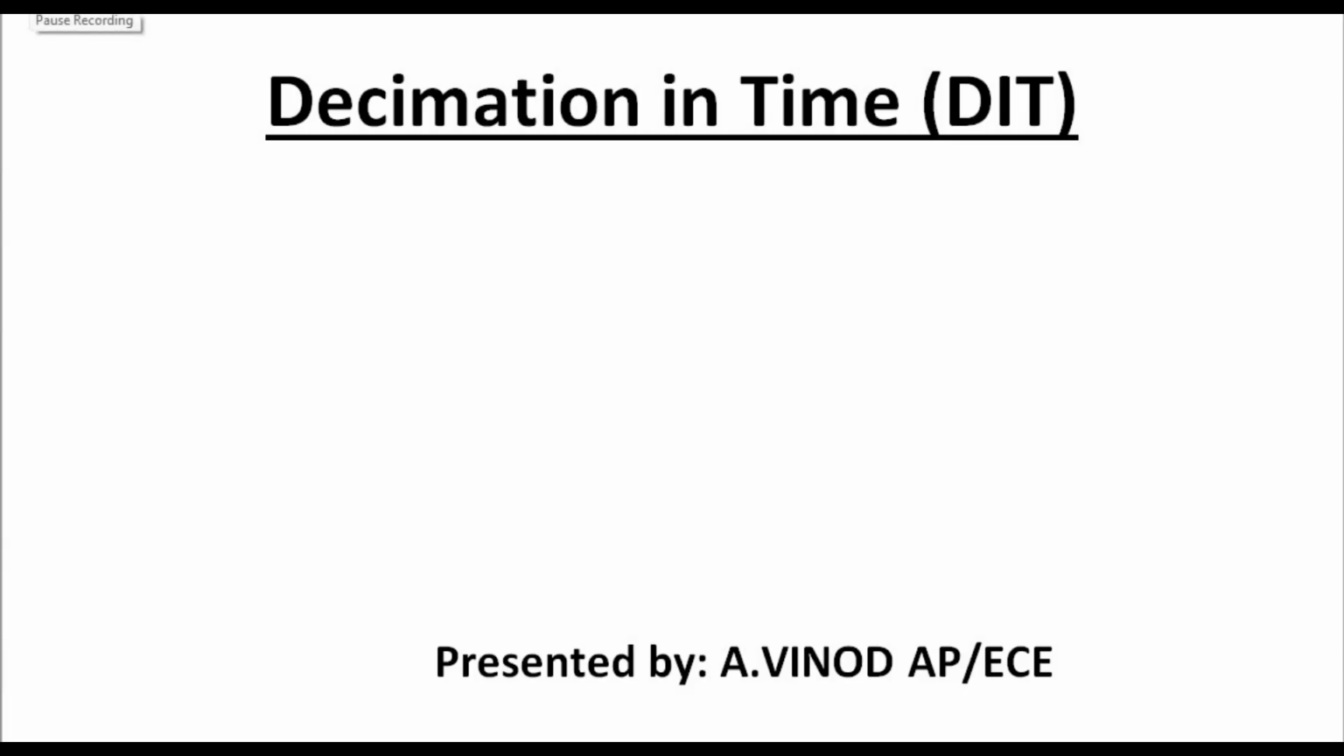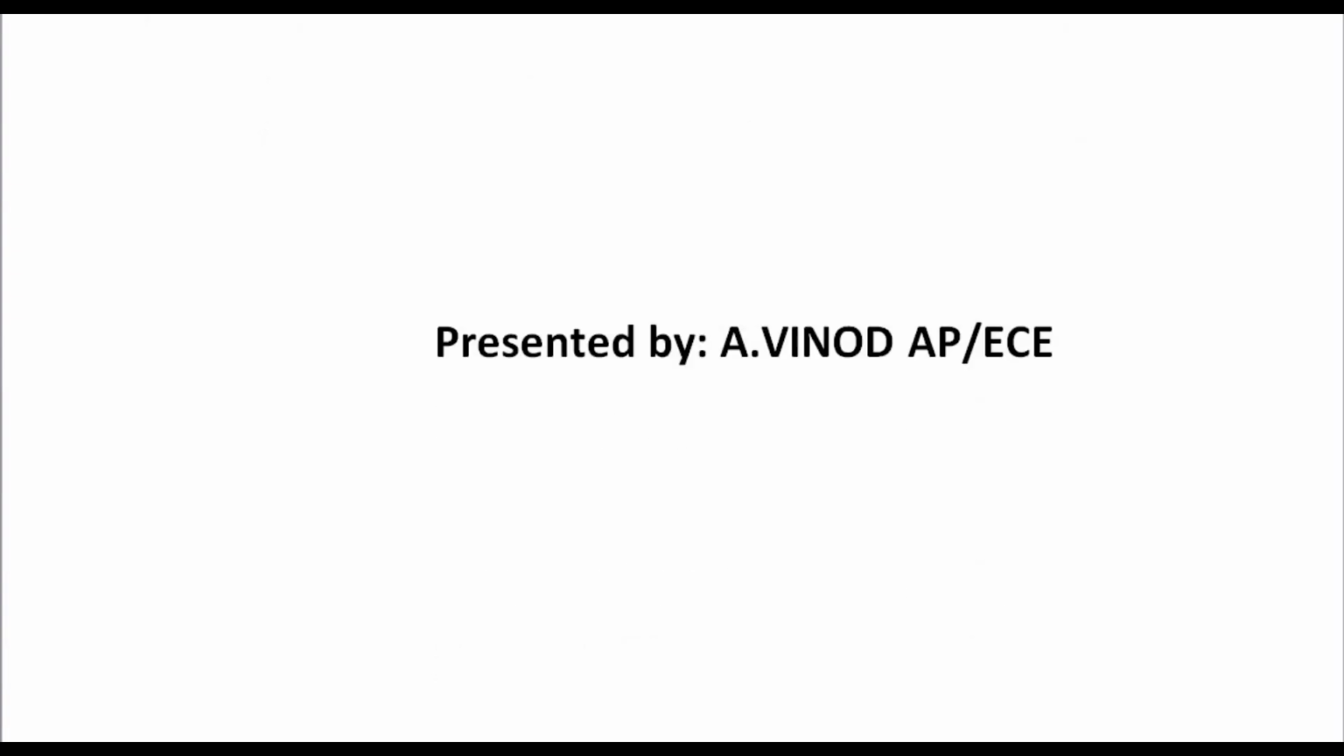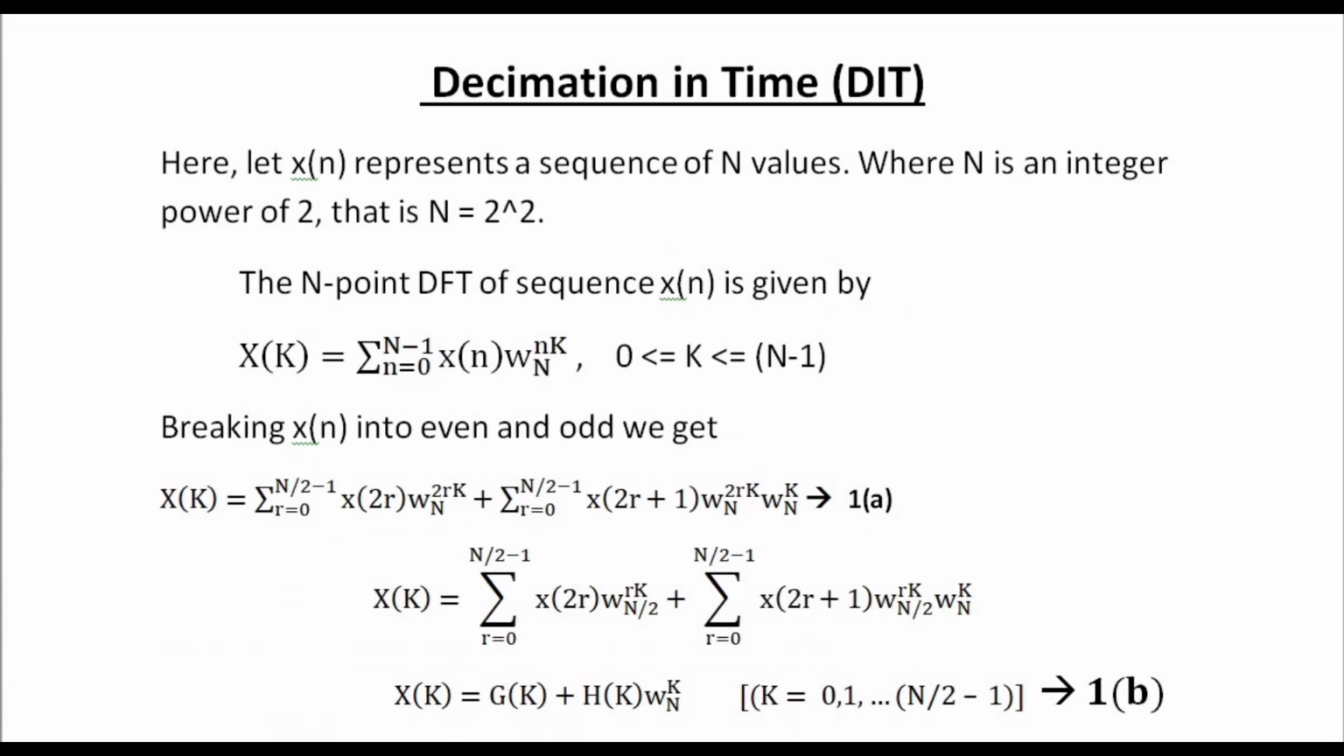So in this video, we are going to see about the decimation in time algorithm. This is one of the types of fast Fourier transform. Let us assume x of n represents a sequence of N values, where N is an integer power of 2, that is, N is equal to 2 power 3.